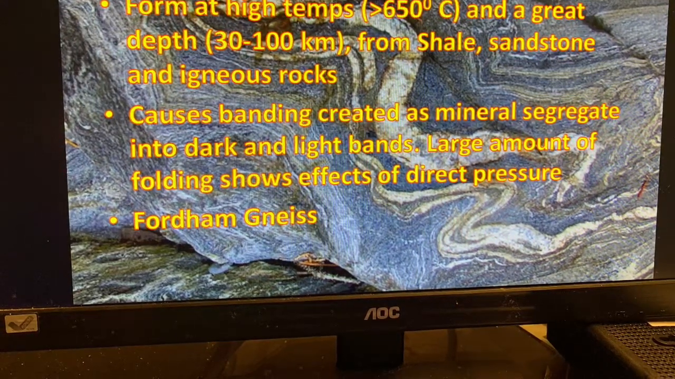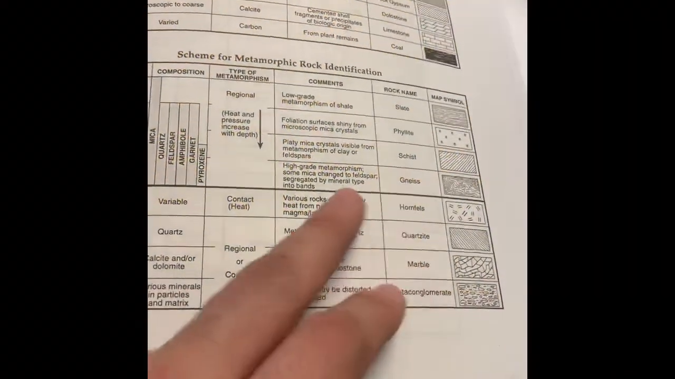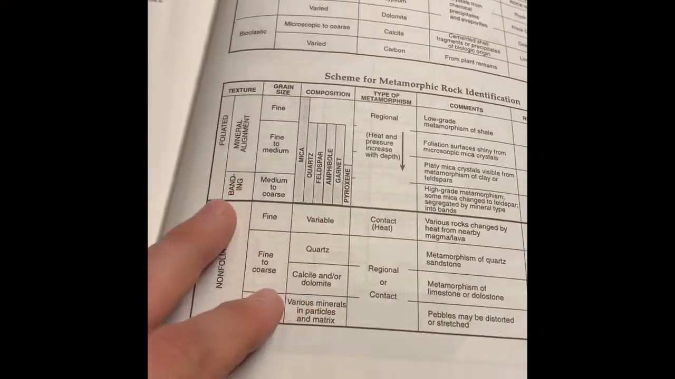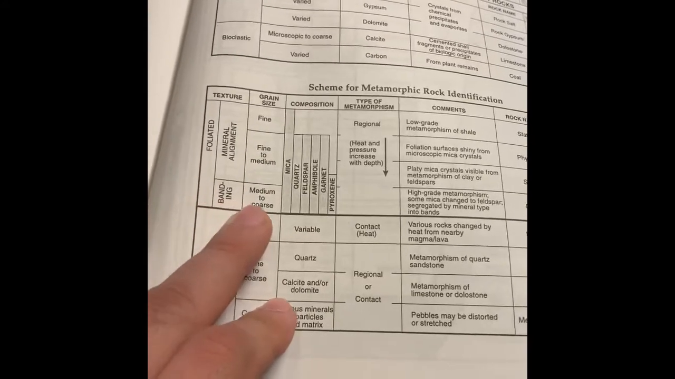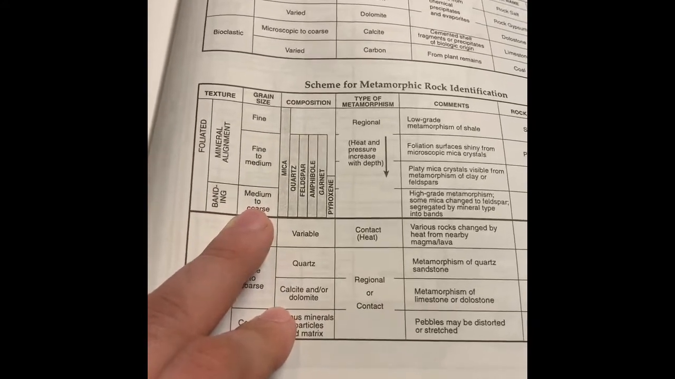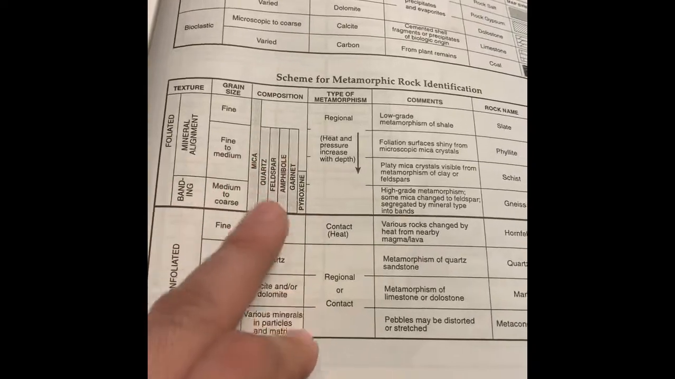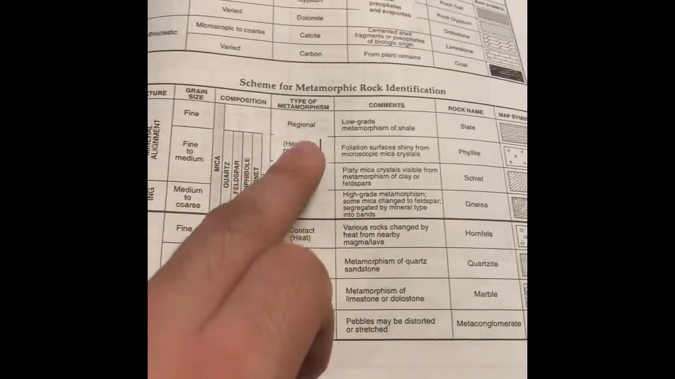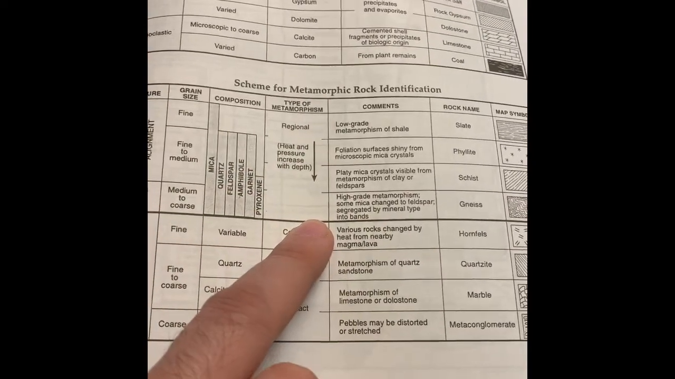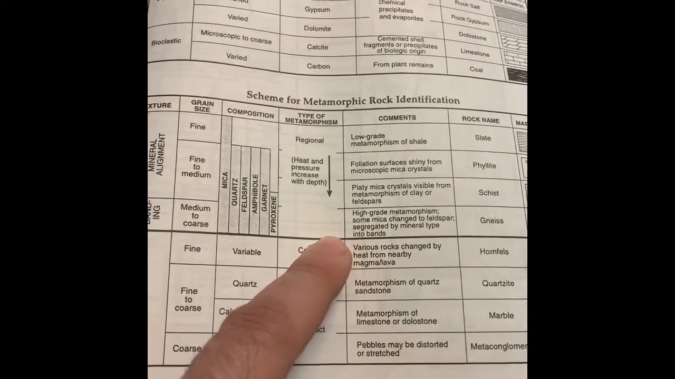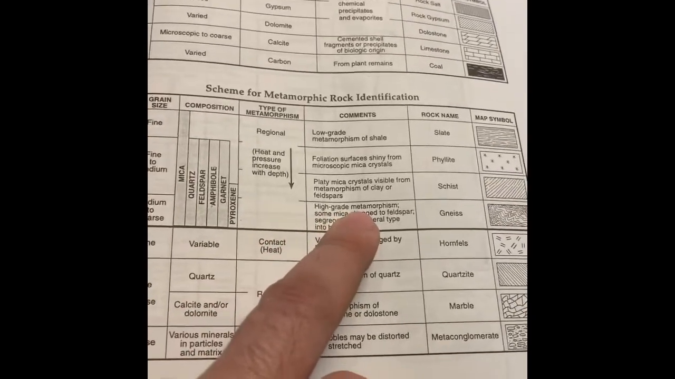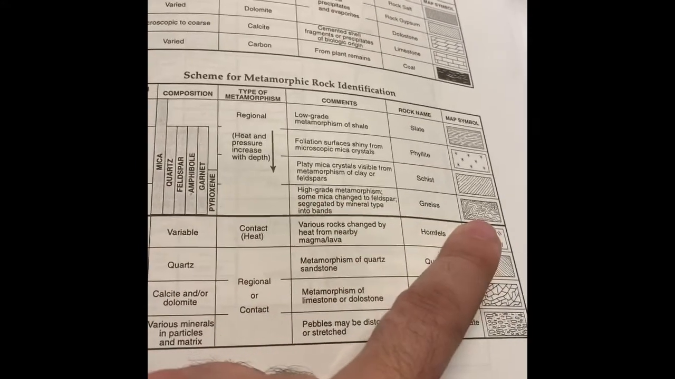Now, if you're looking at the reference table here, you can see gneiss. It is a foliated metamorphic texture showing banding. The minerals are medium to coarse in terms of crystal size. You can see all the minerals that are in there. It's an example of extreme high-end regional metamorphism. And if you look all the way towards the end, you can see the map symbol for this.